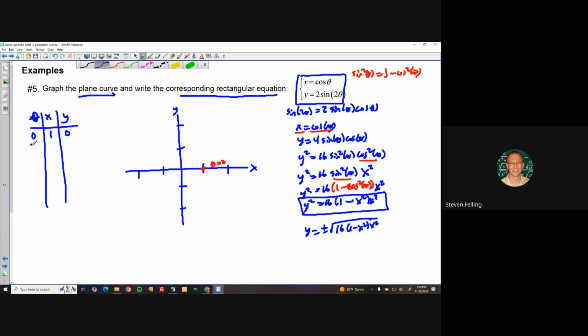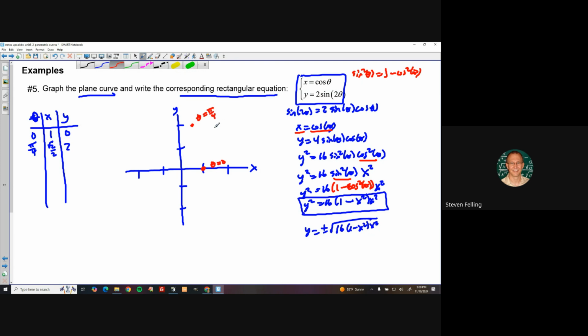Another convenient point would be, let's do pi over 4. So this would be cosine of pi over 4, which is the square root of 2 over 2. This would be 2 times sine of double that, so sine of pi over 2. Sine of pi over 2 is 1, times 2, so that's 2. And square root of 2 over 2 is about 1.4. Wait, no, it's not 1.4, it's half of that. Square root of 2 is 1.4, so half of it is about 0.7. So 0.7 would put that up here. So we're here at theta is pi over 4.